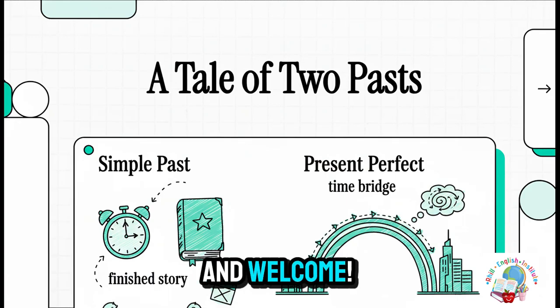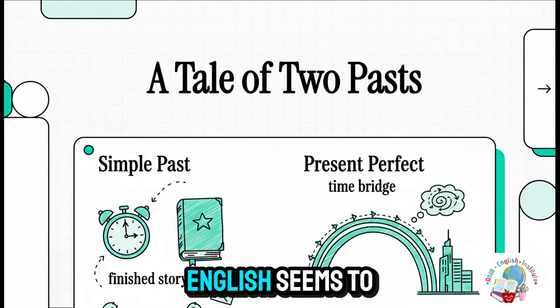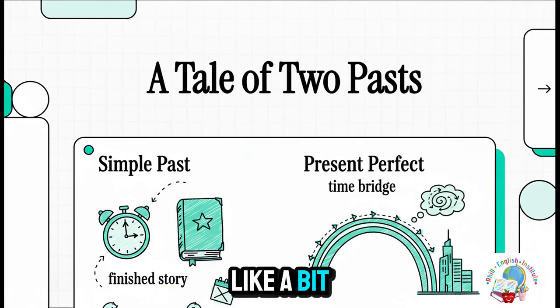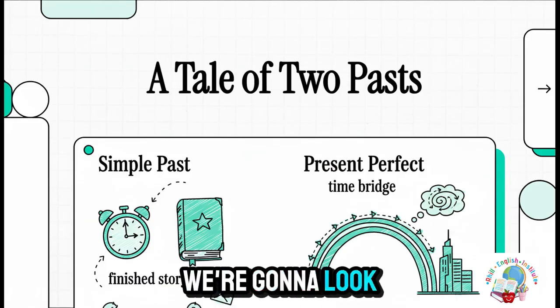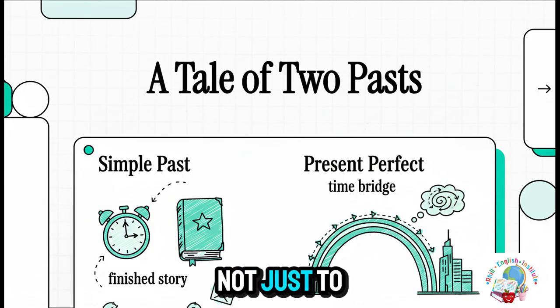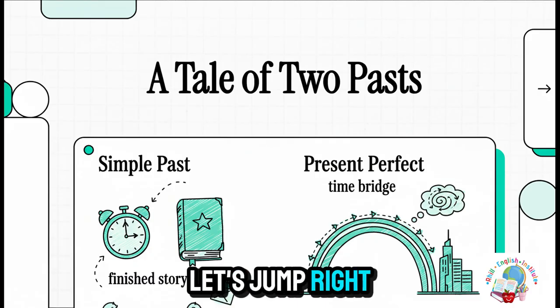Hey everyone, and welcome. Have you ever wondered why English seems to have two different ways to talk about the past? It can feel like a bit of a puzzle, right? Well, in this explainer, we're going to solve it. We're going to look at how English uses time not just to say when something happened, but to show how it connects to our lives right now. Okay, let's jump right in.